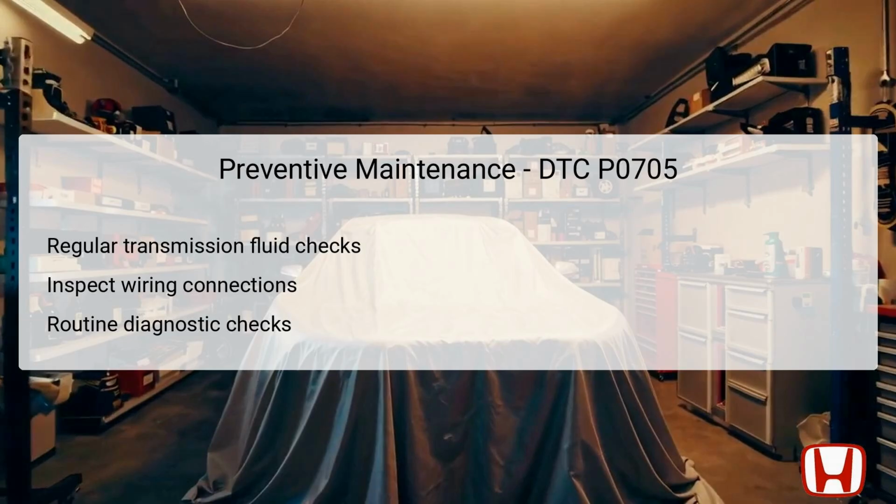Equally as important, routinely inspecting wiring connections associated with the transmission range switch will help identify any early signs of wear or potential shorts. Keeping these connections clean and securely fastened will significantly reduce the risk of electrical malfunctions. Lastly, conducting routine diagnostic checks through the HDS can preemptively identify any emerging issues before they evolve into significant problems. Adopting this holistic approach will not only maintain the vehicle's performance, but extend its service life.